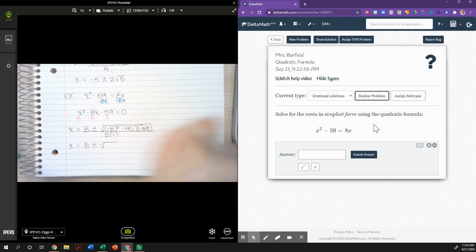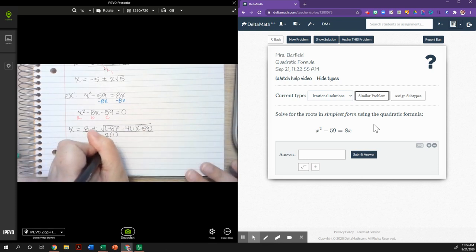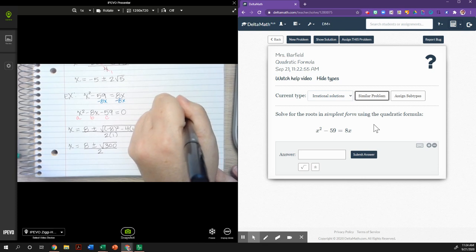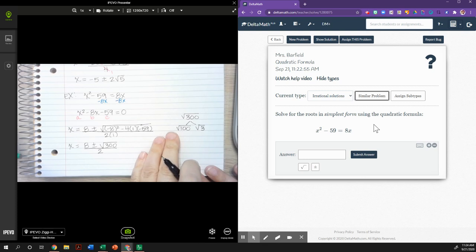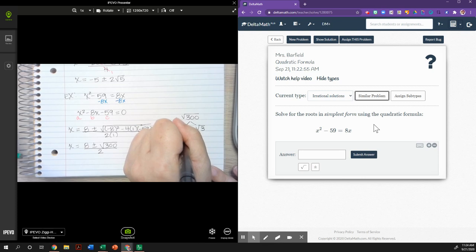Now let's type in what's underneath the square root: negative 8 squared minus 4 times 1 times negative 59. That gives me 300 over 2. Now I need to take the square root of 300 and simplify it. I divide it by 100, because 100 is a perfect square. 300 divided by 100 is 3. So the square root of 100 is 10, giving 10 square root 3.